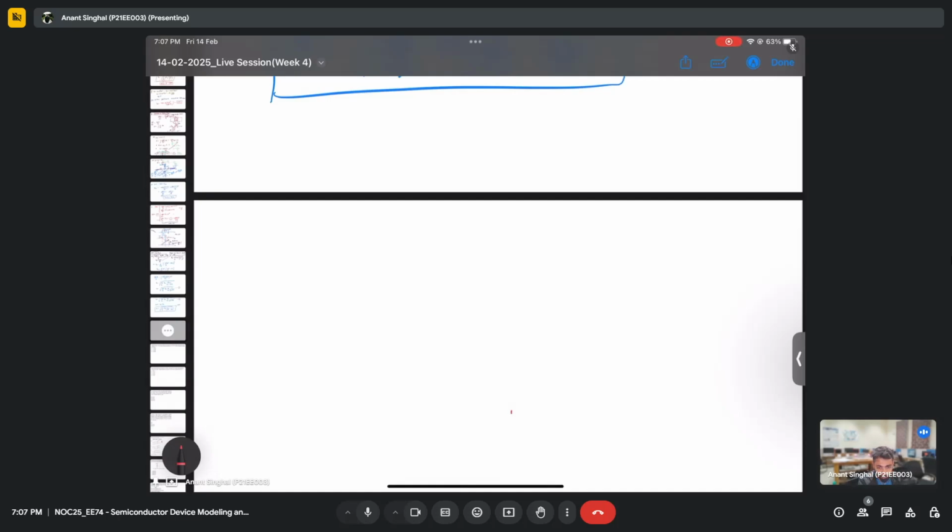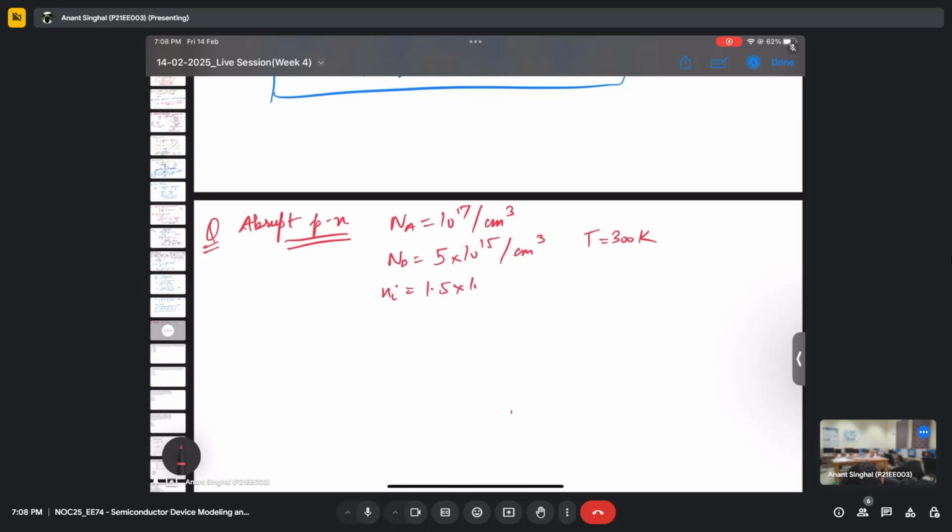Try to be quick in responding. So the question is something like, I've taken an abrupt PN junction. Na is 10 to the power 17. Please sit with your copies and pens and try to let me know the answer as quickly as you can. Nd is 5 times 10 to the power 15 per centimeter cubed. Temperature is again 300 Kelvin. Ni you already know. Let me write that also.